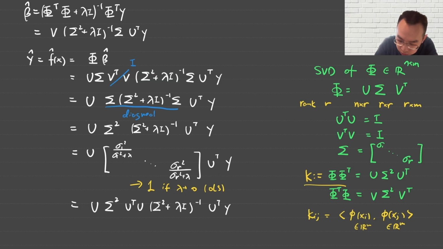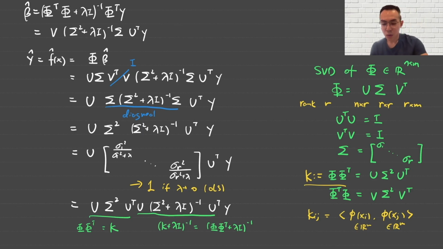And here you see that the first matrix gave us the K matrix, right? And this is exactly U sigma square U transpose, which equals phi phi transpose. And the second one here gave us K plus lambda I inverse, right? This is also equal to phi phi transpose plus lambda I inverse. Okay, this is very nice, and we have already reached our kernel trick.